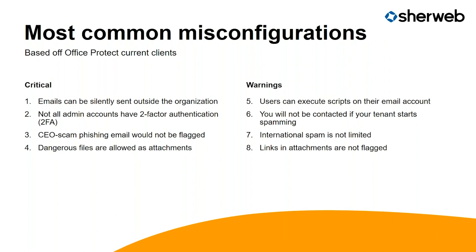CEO scam phishing email not being flagged. What Office Protect will do is just warn you that an email is trying to do something funky, trying to impersonate a staff member. It doesn't even block it. Blocking it is debatable, because of false positives and things like that, I get it. But a warning is a bare minimum.